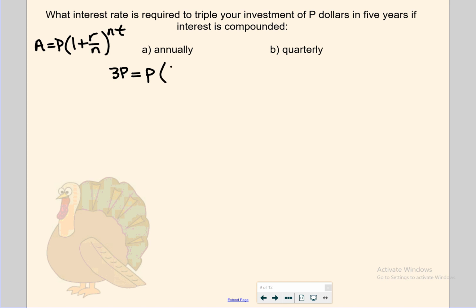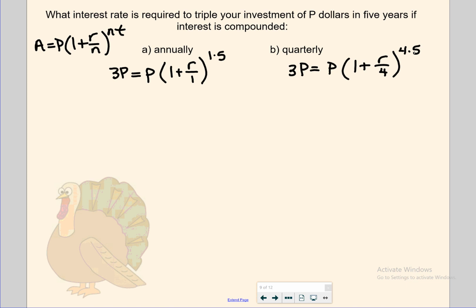1 plus my interest rate, which is what we're solving for, R, divided by the number of times it's compounded per year. So if it says annually, how many times is it compounded per year? 1. And then my exponent is going to be 1 times the number of years, which it said 5 years. The only thing that's going to change if it said quarterly for part B is it's going to be over 4 and then 4 times 5 in the exponent, okay?